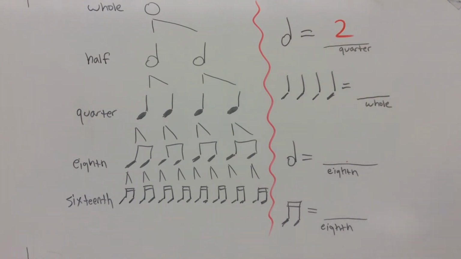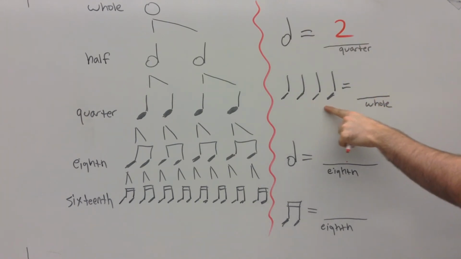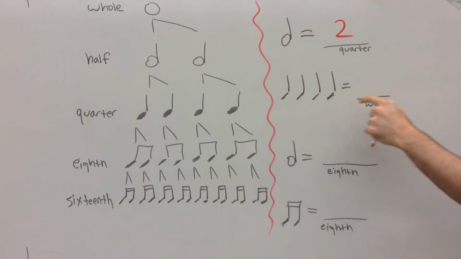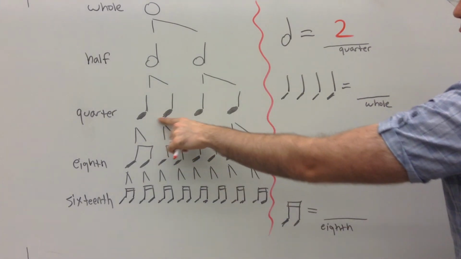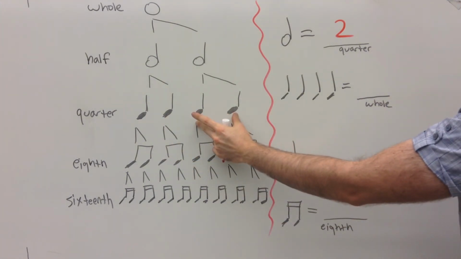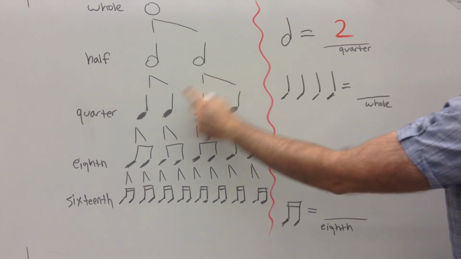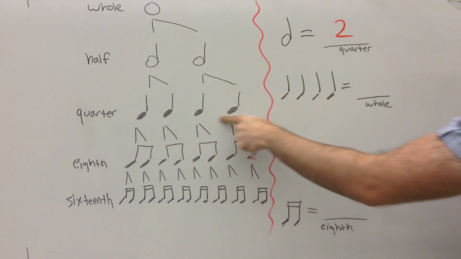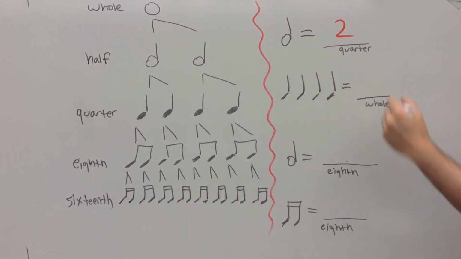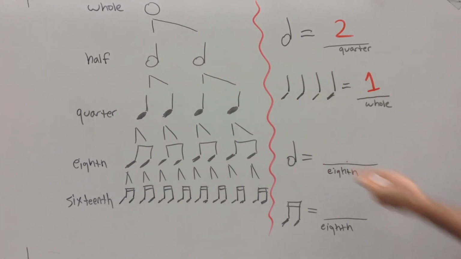All right, easy enough. Next one, 4 quarter notes. 1, 2, 3, 4. How many whole notes does 4 quarter notes equal? Okay, so here we have this whole note here, right? Here we have our 4 quarter notes. Every 2 quarter notes equal a half note. So 2 half notes equal a whole note. That means that 4 quarter notes equals a whole note. So that'd be 1 whole note. So for all these problems, just use the rhythm chart. It's pretty easy to figure out the relationships.